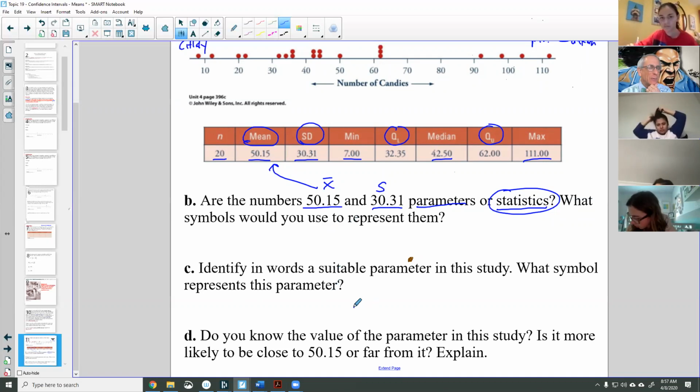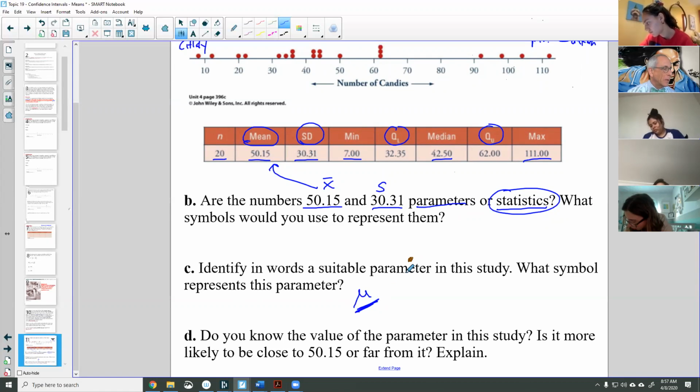Yeah, Giselle, what is it? Mu. It's mu, right? Mu is the mean of a population. And we are trying to find the parameter for a population of the average number of M&Ms that a person would take if they had this nice bowl put right in front of them and they can take all the M&Ms that they want. So we're trying to find the mean of the population.